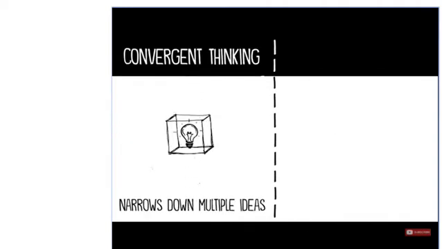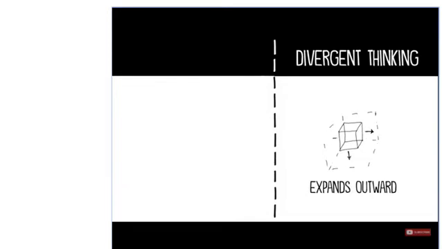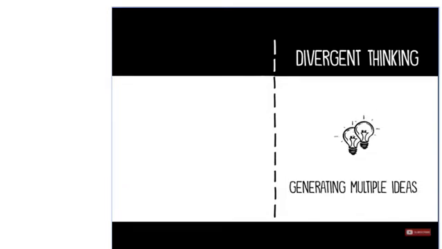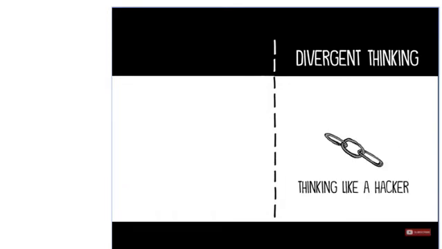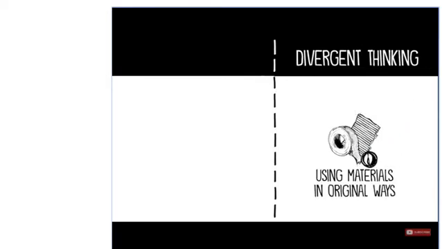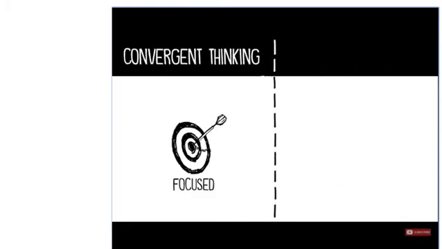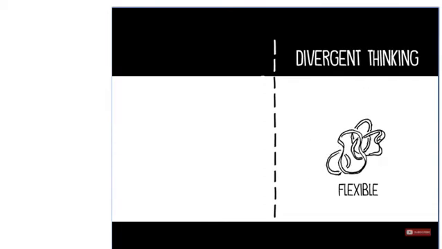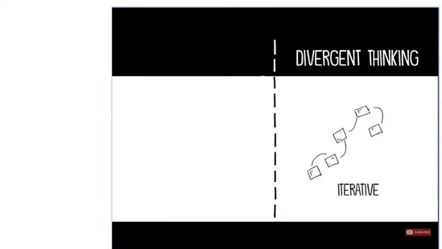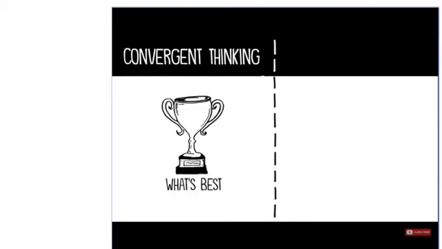Convergent thinking narrows down multiple ideas into a single solution. On the other hand, divergent thinking expands outward by generating multiple ideas, often thinking like a hacker and using materials in original ways. Here you treat barriers as design opportunities. Convergent thinking tends to be more focused, while divergent thinking is more flexible and iterative. Convergent thinking is analytical and focused on what's best.